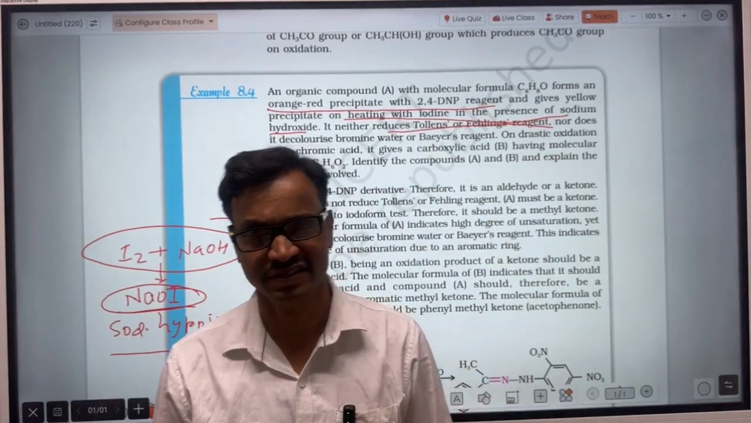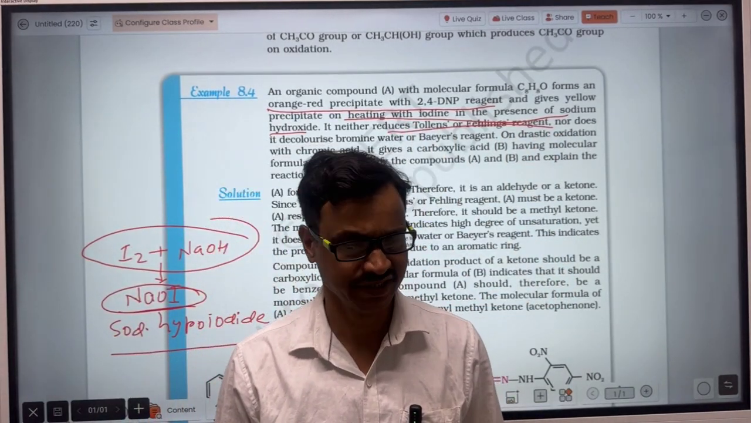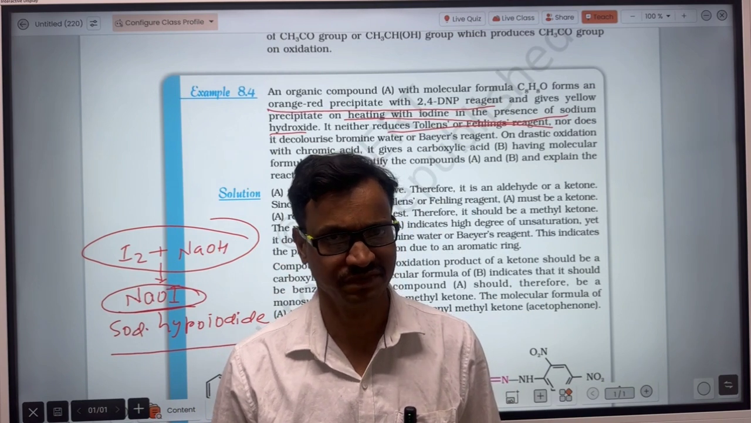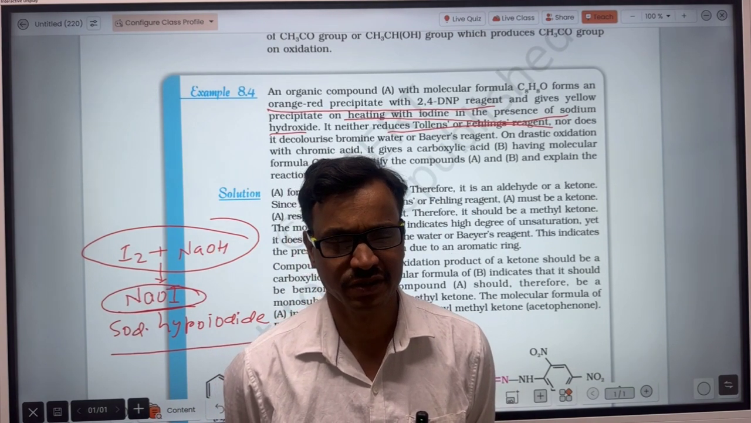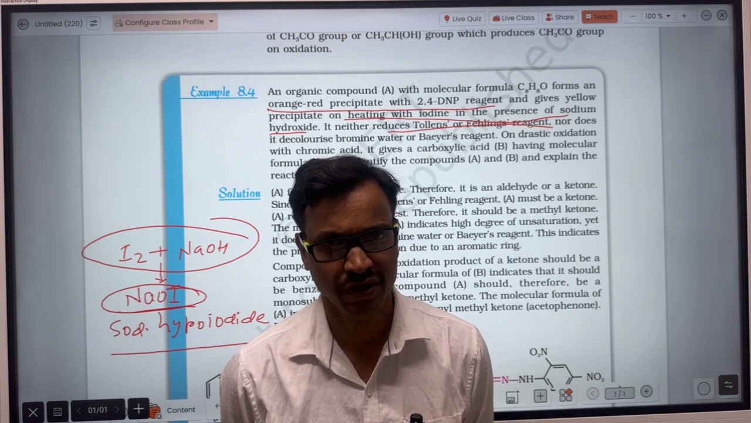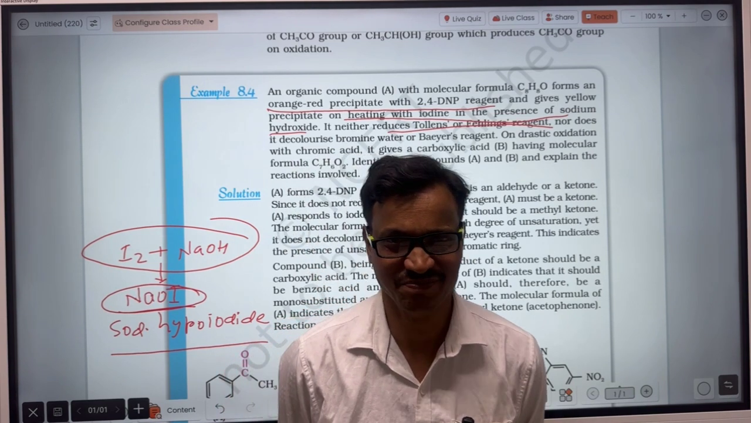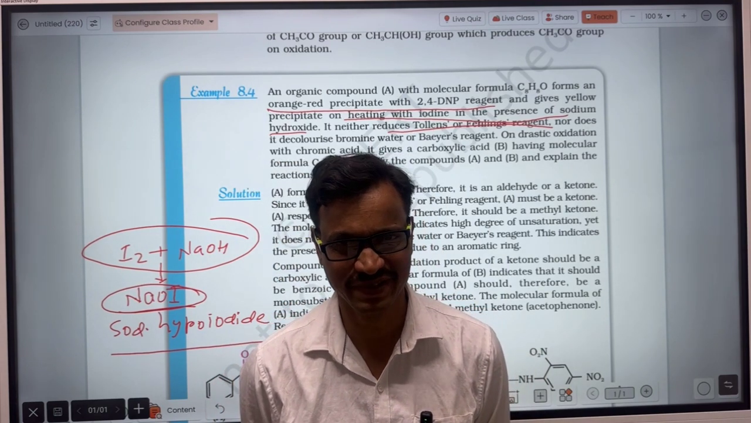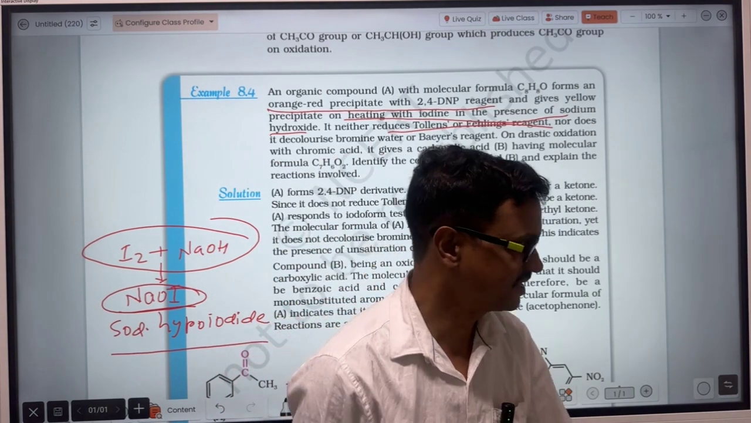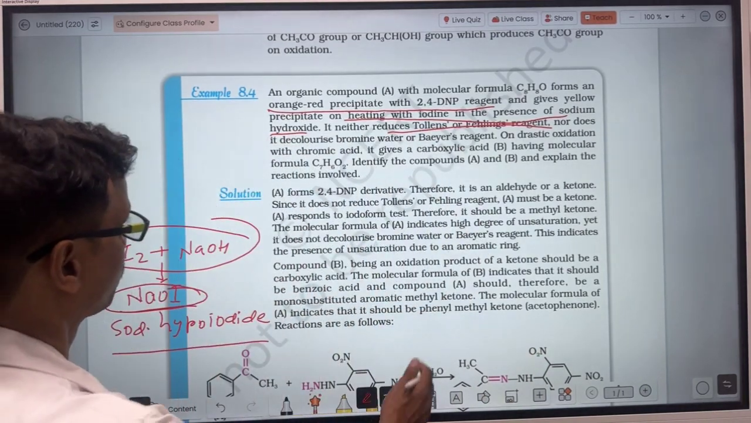So initially you have considered that the compound is either an aldehyde or a ketone, but that compound does not react with Tollens reagent or with the Fehling solution. So that compound is not an aldehyde, it must be a ketone. Let's proceed to the other one.